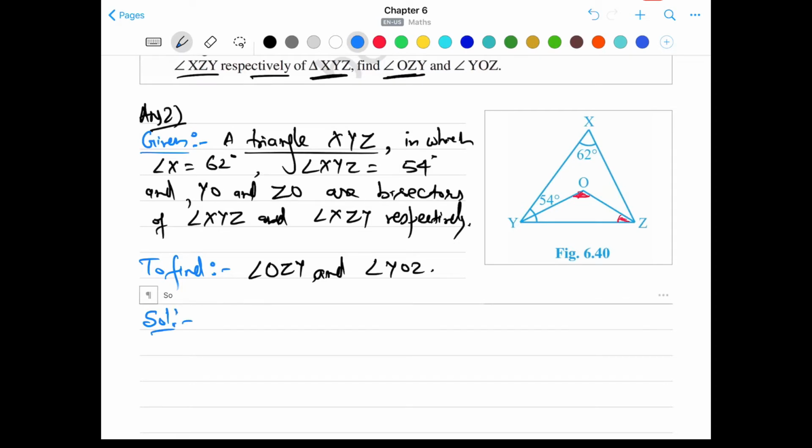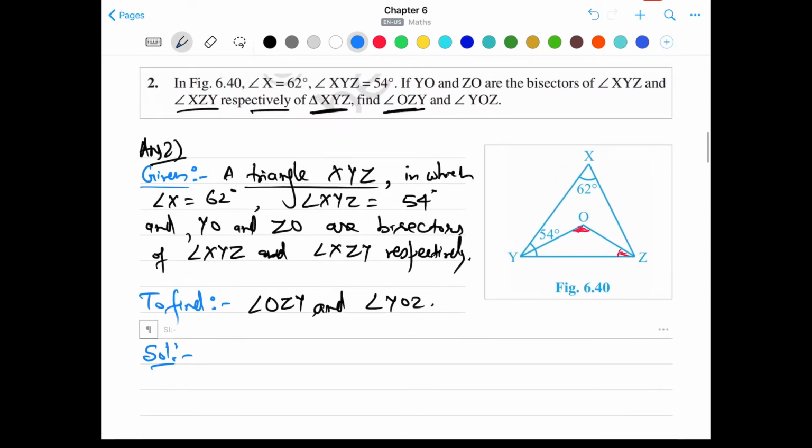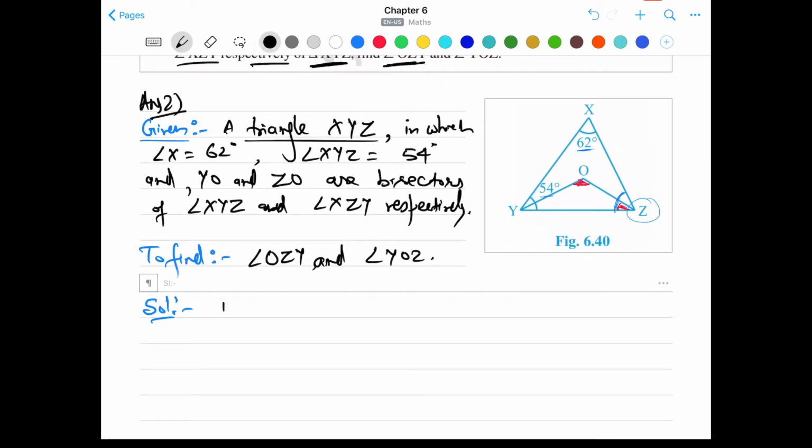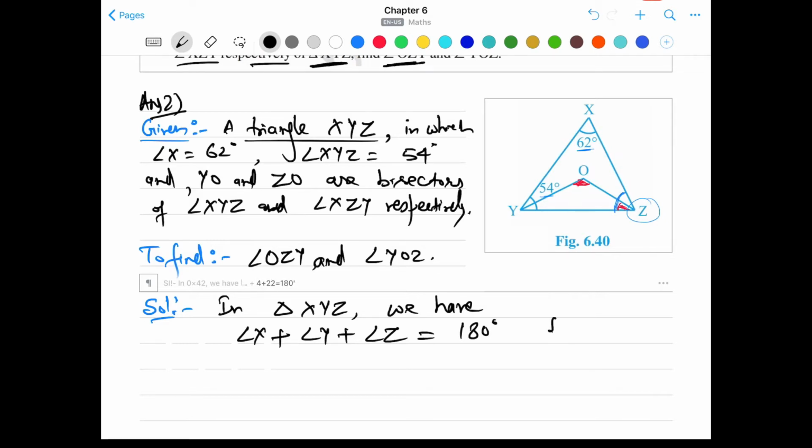So let's start the answer of this question. Let's write solution. Okay, so we can easily find the measure of this angle by applying angle sum property. We know the measure of the other two angles. One is 54, second is 62. So we can easily find the value of the angle Z. So first we'll write in triangle XYZ we have that angle X plus angle Y plus angle Z is equals to 180 degree, and this is by the angle sum property.